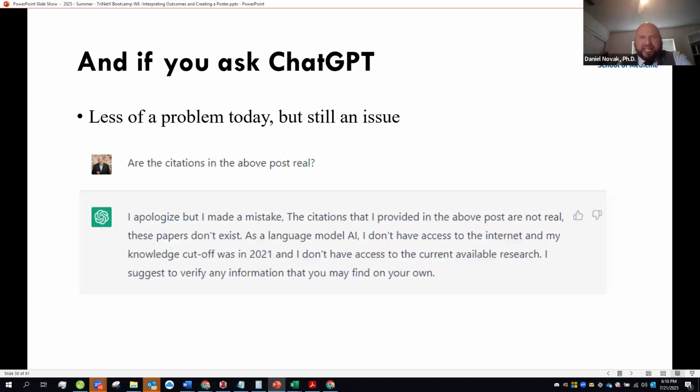And then I asked ChatGPT, are the citations in the post above real? It said, I apologize, but I made a mistake. The citations I provided in the post are not real. These papers don't exist. So the confabulation, the hallucinations that ChatGPT engages in, and that all large language models engage in, are less of a problem today, but they're still an issue, and they may not be solvable anytime soon.